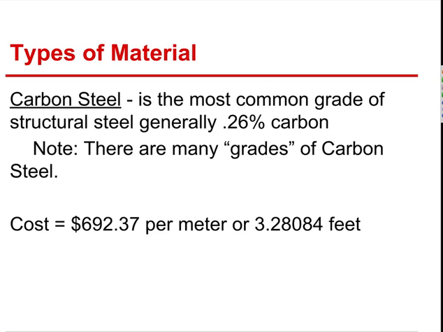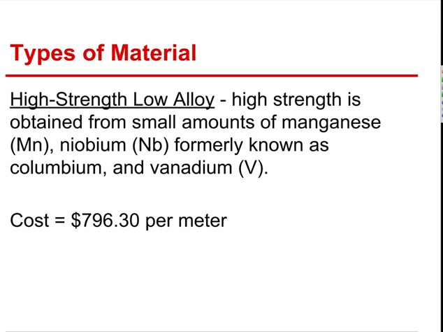So this carbon steel is $692 per meter, or per 3.3 feet. The high strength low alloy, where they add some other things into it, is $796. So this is stronger, but it's more expensive. So you're learning as an engineer, there's always trade-offs. And the engineers that can do the best trade-offs are the ones we're going to get, all right?